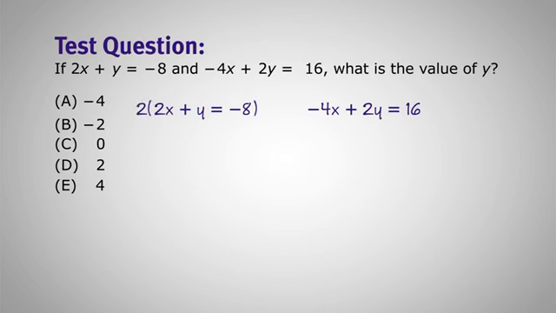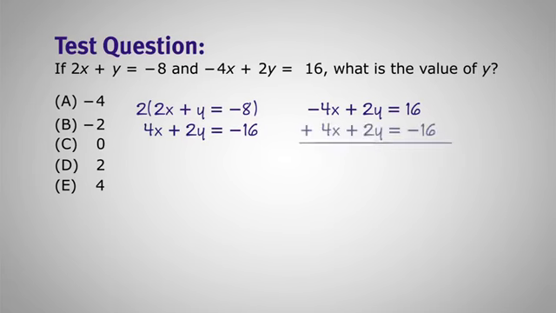Multiply the first equation by 2. When we do that, we get 4x plus 2y equals negative 16. Now line up that equation with the other equation that we're given. When you add the like terms, we have 4x plus negative 4x, which is equal to 0, so your x terms will drop out. Moving over, we have 2y plus 2y, which is equal to 4y. And on the other side of the equal sign, we have negative 16 plus 16, which is equal to 0.